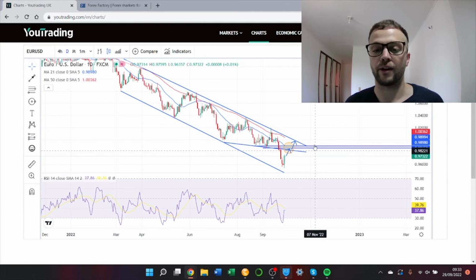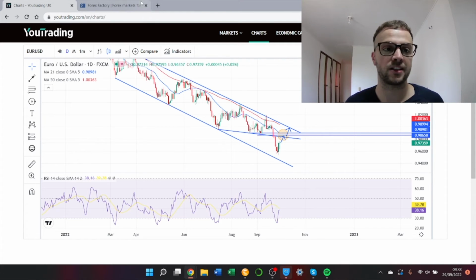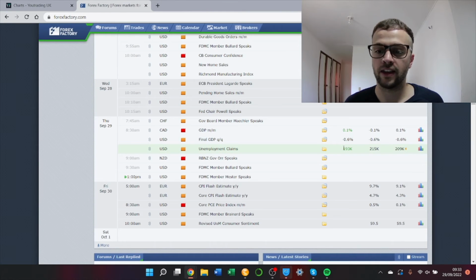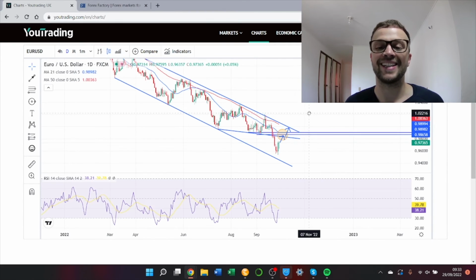Obviously, the technicals are looking very bearish over a sort of medium term, but also the fundamentals I think are still bearish, because you've still got a Eurozone economy which looks likely to be in recession, whereas the US economy seems to be pretty robust still. Let's just go back to this economic calendar. Look at this. Unemployment claims fell to 193K. So the US labor market is still firing on all cylinders. And all signs at the moment, in terms of the PMI data we've had and the ISM data, show that the US isn't yet in recession.